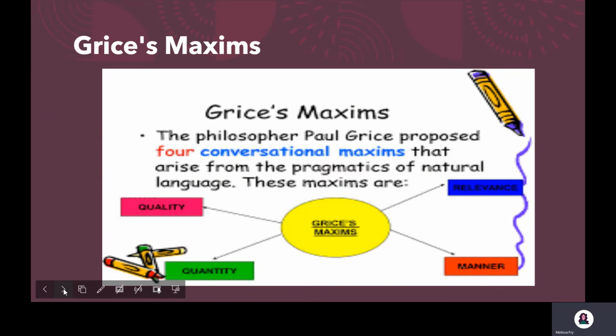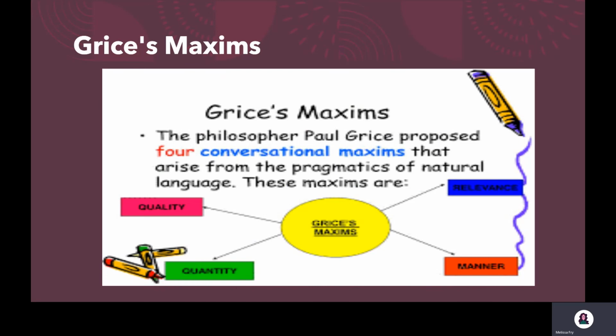So the lesson that we're going to focus on today is something called Grice's maxims. And Grice's maxims are those unspoken rules of conversation. The philosopher Paul Grice proposed areas, and they are as follows. So quality. Quality means that when you are talking to someone, you try to be truthful as much as you can.